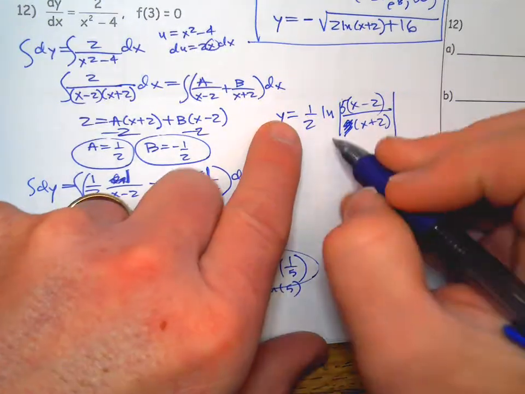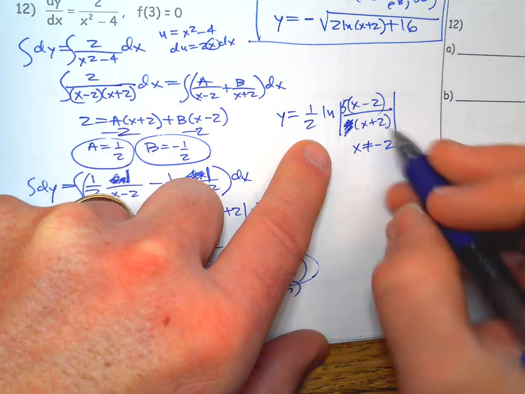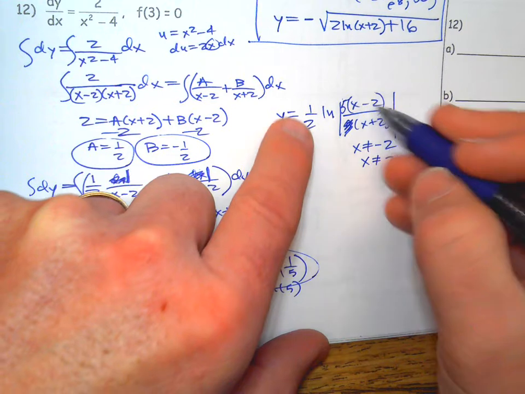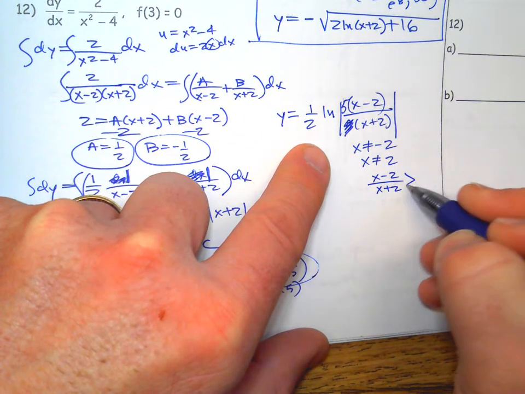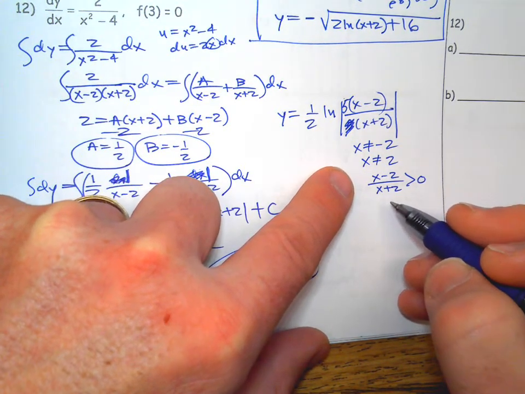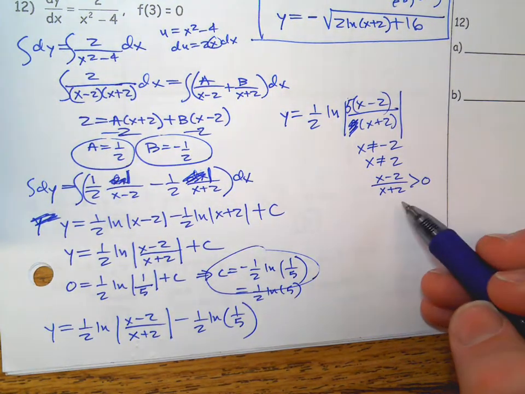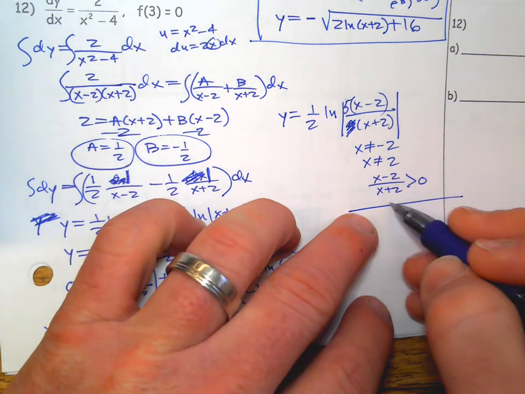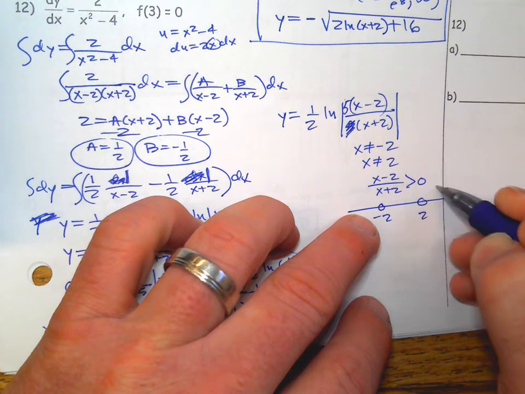Now, domain. x cannot be negative 2, right? x cannot be positive 2 because that would make it natural log of 0. The inside is supposed to be greater than 0, which means it can't equal 0. So the top can't be 0, the bottom can't be 0. And I think that's enough. I don't think we need to solve this one on its own. I mean, we could. You get x equals negative 2, positive 2. You could test a point.